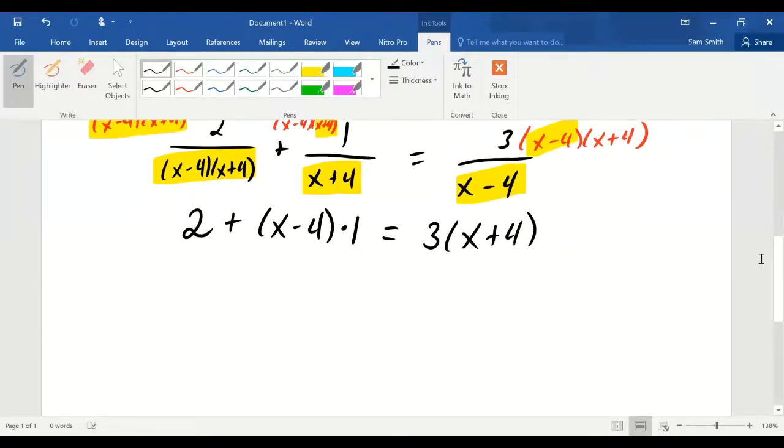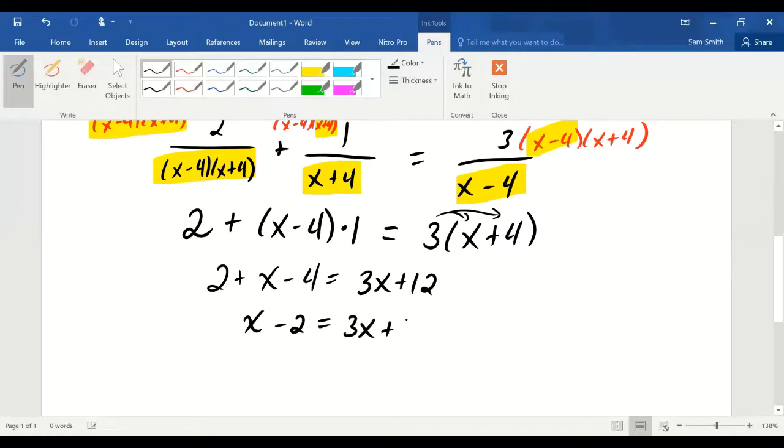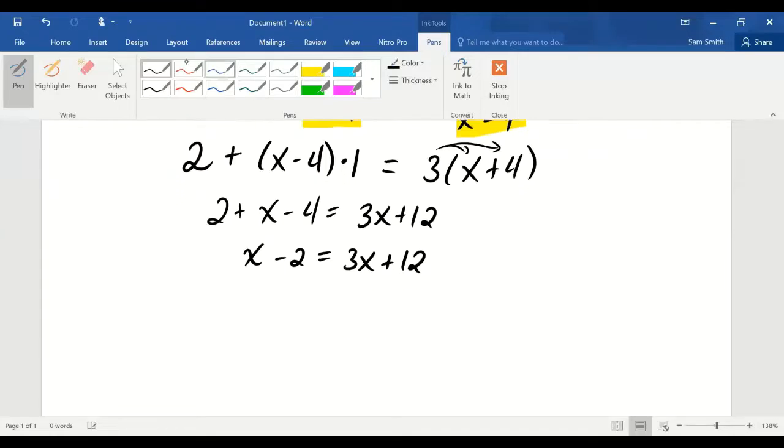Now, all the fractions are gone, and I'm left with an equation that's actually linear. So I can solve this the old-fashioned way. Distribute everything. I can solve this by combining like terms. 2 and minus 4 becomes minus 2. I can do this by getting all the x's on one side and getting all the numbers on the other side to give me x take away x is gone. Negative 2 take away 12 is negative 14.